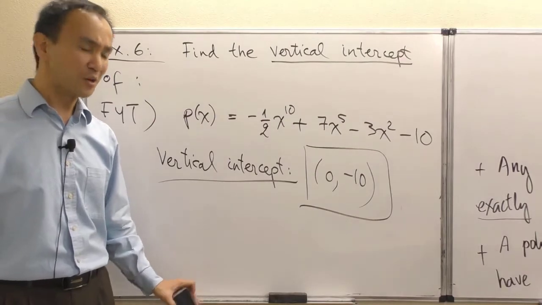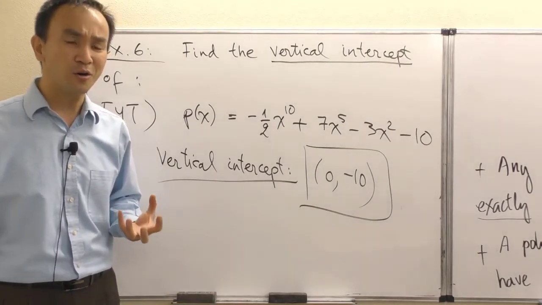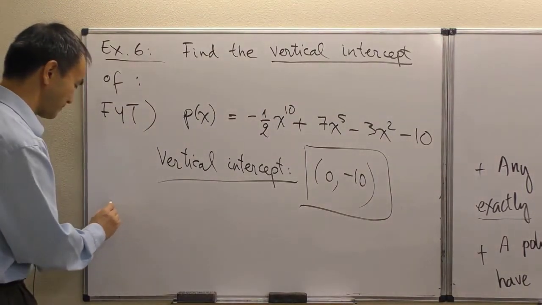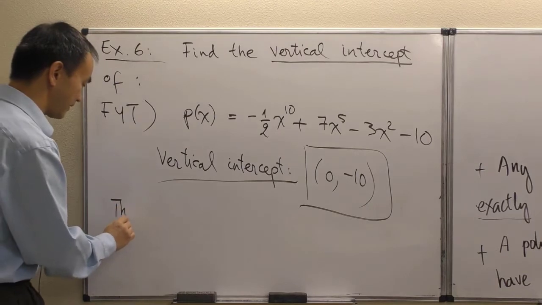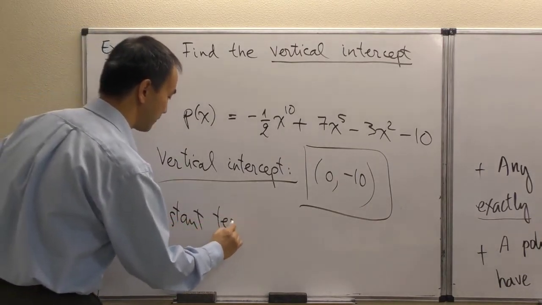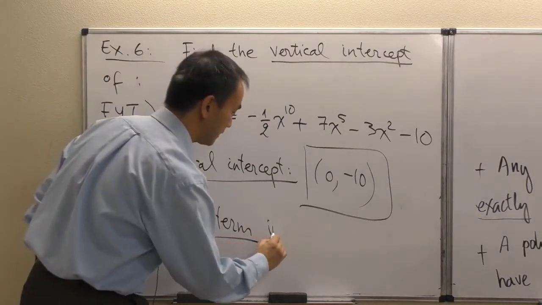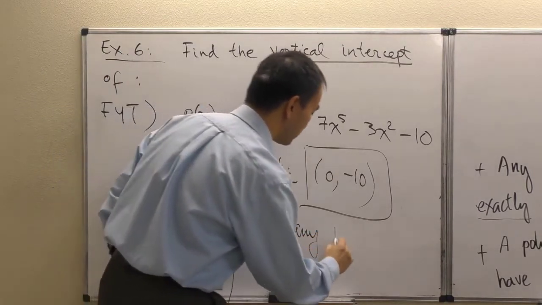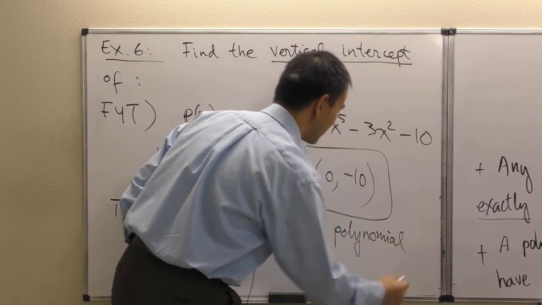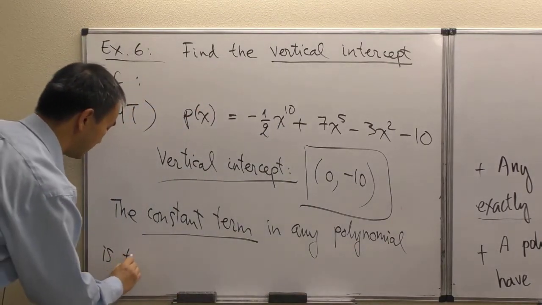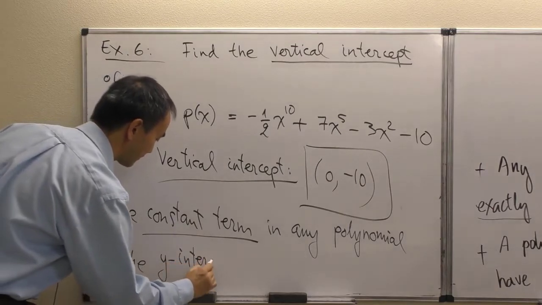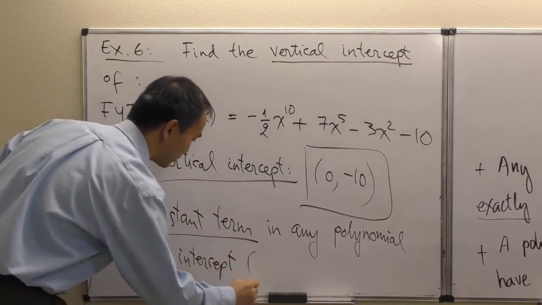Now that general conclusion, we can use this valuable little observation right here. The constant term in any polynomial is the y-intercept, or just more formally the vertical intercept.